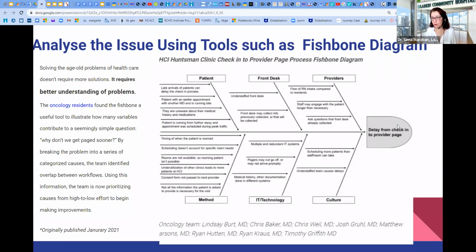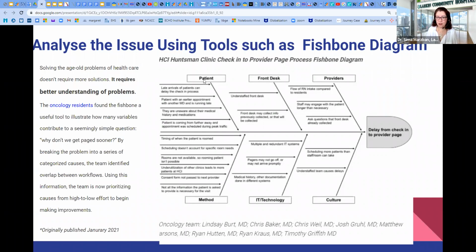You should put the issue here in the fish head. Oncology residents who are participating in this study have developed a fishbone, used this tool to illustrate how many variables contribute to a seemingly simple question: why don't we get paged sooner? So they are seeking contributing factors to delay, to time waste.